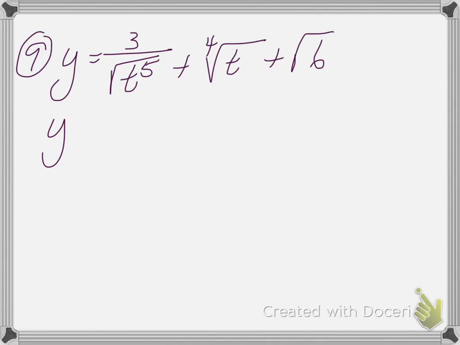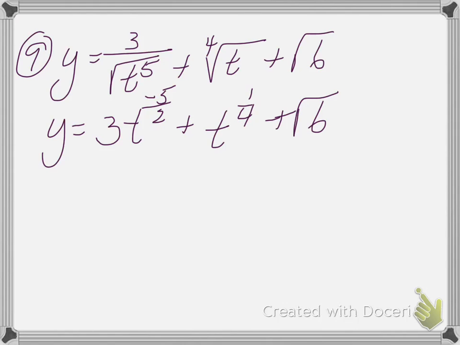So first I'm going to change the form. So this becomes t to the negative 5/2 plus t to the 1/4 plus, I'm just going to keep radical 6 because when I take the derivative it's just going to be 0 anyway, so I'm not going to waste time changing that. Okay, so I'm going to take this negative 5/2 and multiply it by 3. That's going to give me negative 15/2. Keep the t. Negative 5/2 minus 2/2 is negative 7/2.